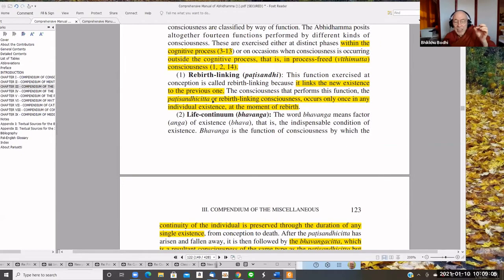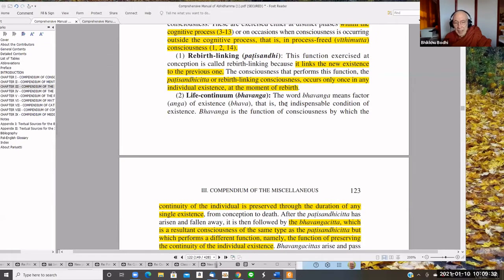And the patisandhi citta, of course, occurs only once in any individual existence, at the very moment of rebirth. And then just for that one instantaneous flash, like boom, consciousness has arisen, or the mind process has arisen to start the new life.